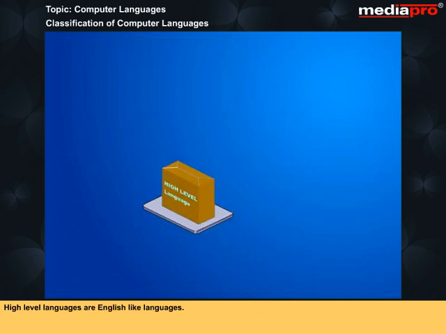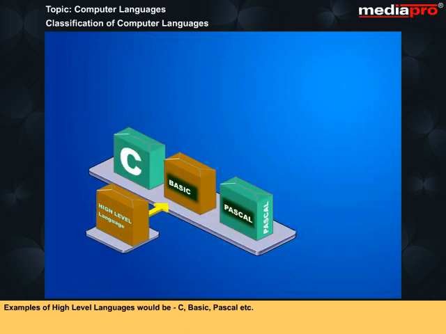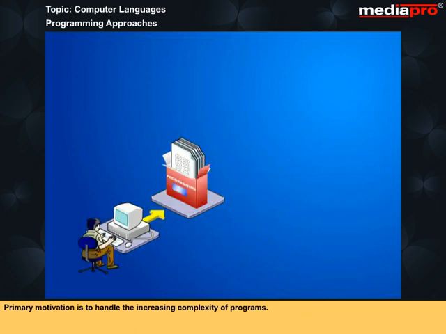High-level languages are English-like languages. They are easy to learn and provide better documentation. Examples of high-level language would be C, Basic, Pascal, etc. Since the invention of computers, many programming approaches have been tried. Primary motivation is to handle the increasing complexity of programs.